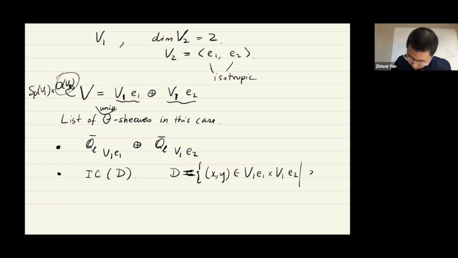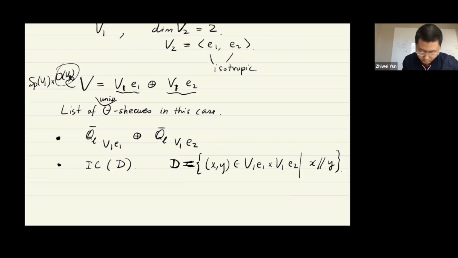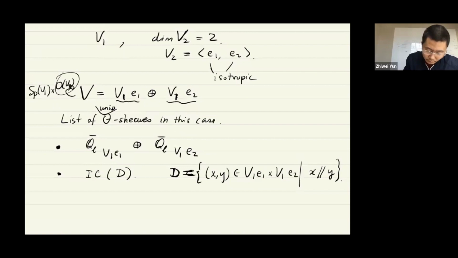such that x is parallel to y. So V is just V1 times V1, and I take a pair of parallel vectors, allowing one of them or both of them to be 0. So that's some singular subvariety in V. Its intersection cohomology complex is also a theta intertwining sheaf.